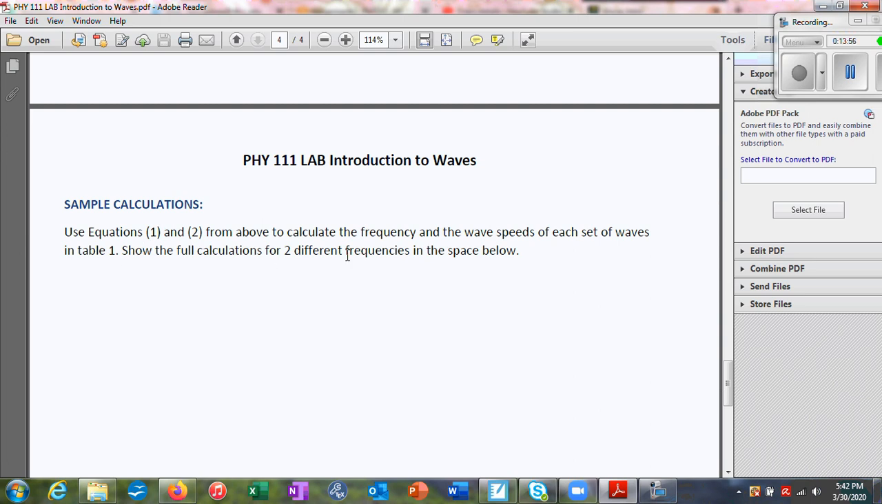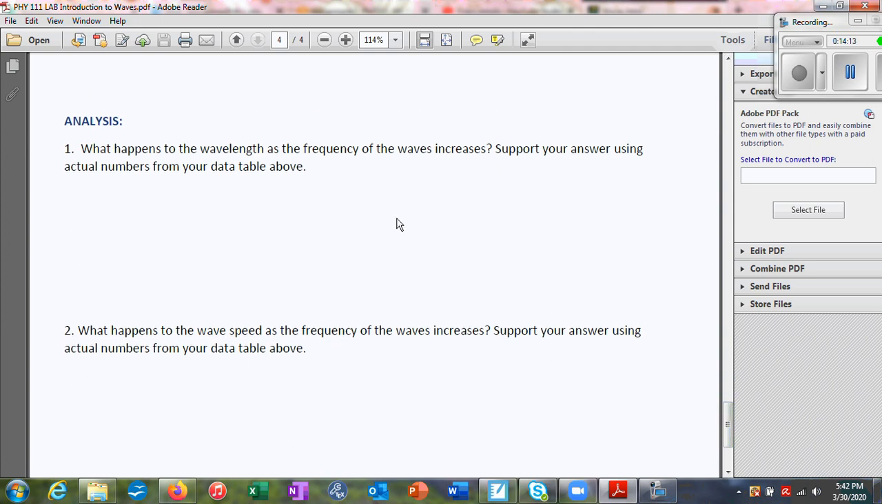You're going to use equations 1 and 2 to calculate the frequency. That just tells you that the frequency is 1 over the period. You'll calculate the wave speed, where the wave speed is equal to the frequency times the wavelength. And then when you have that all filled out, you will answer these two questions.